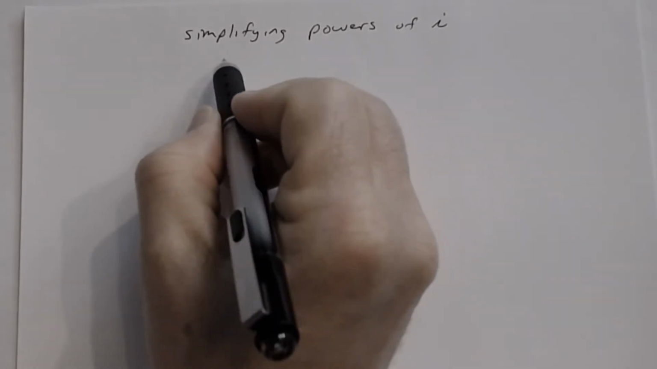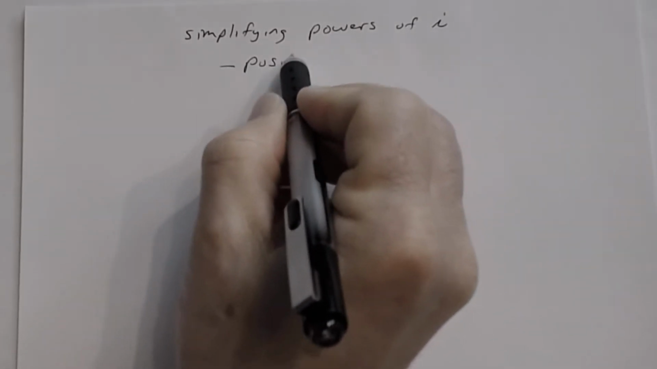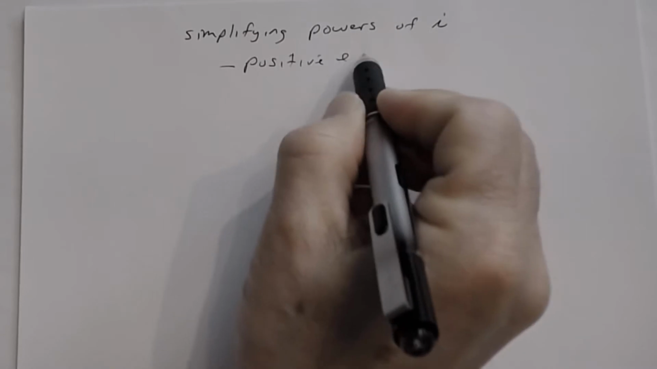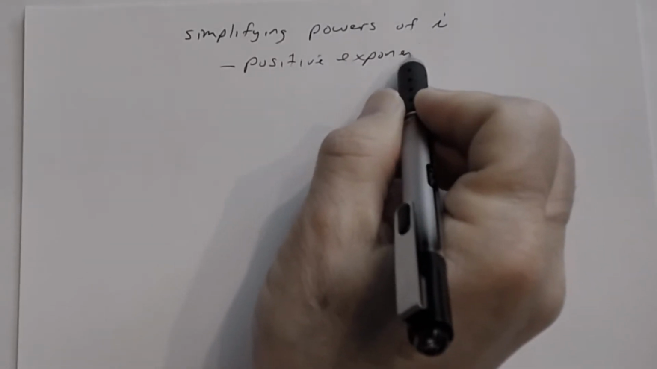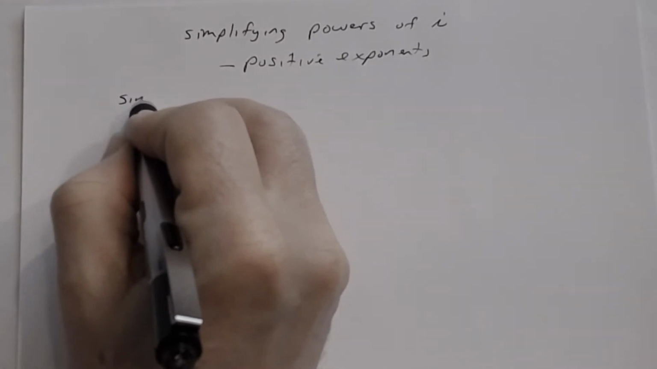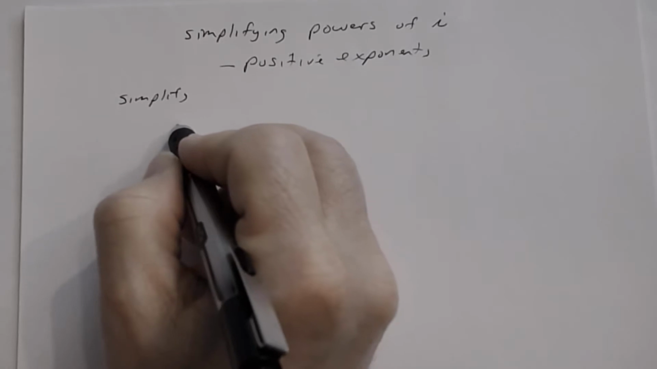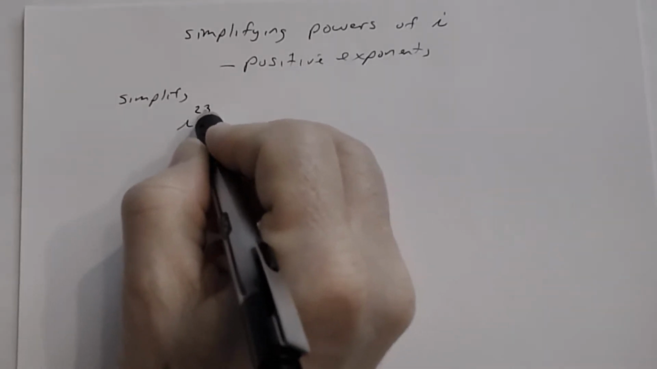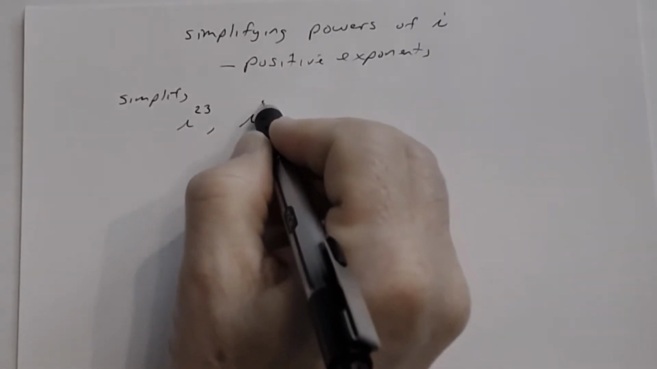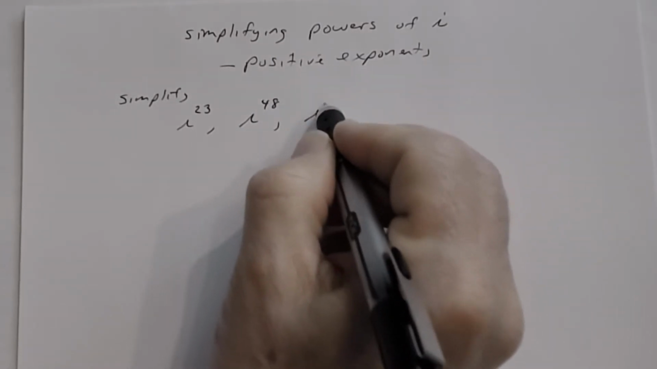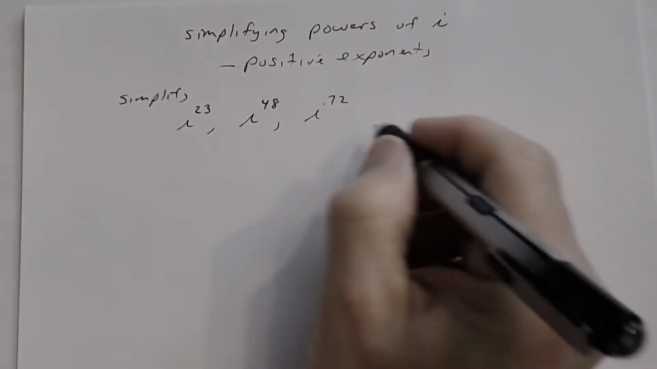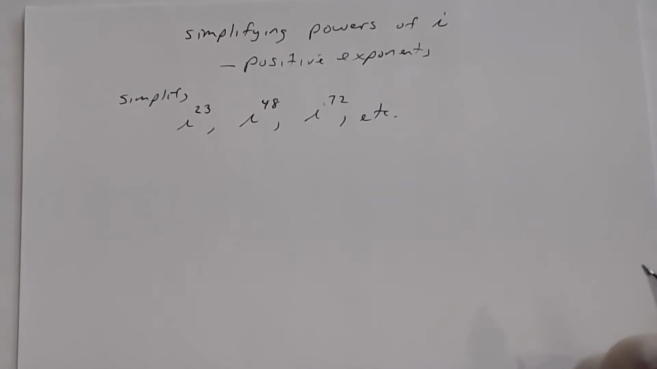In this lesson, we're going to look at simplifying powers of i, and our focus will be on positive powers of i, so positive exponents. Basically, you're going to be given examples like this and asked to simplify situations like i to the 23rd power, i to the 48th, i to the 72nd, and so on. So that's what we're referring to here.